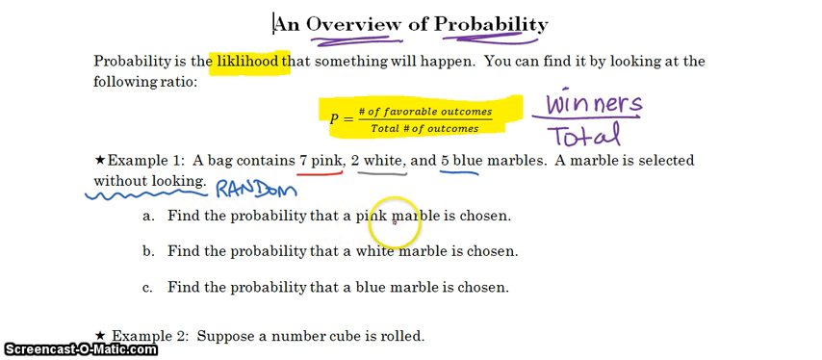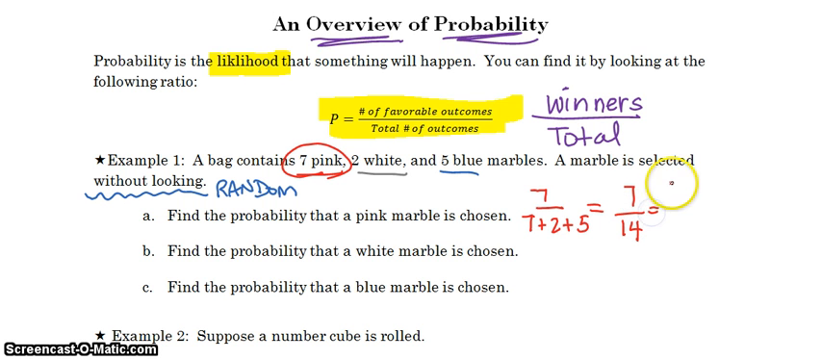So what's the probability that the marble is pink? Well, okay, pink. There are 7 pink. So there are 7 winners for example A, out of how many? Well, let's see. Our total is 7 plus 2 plus 5. So it's a total of 14. So 7 out of 14, that simplifies. You always simplify fractions. So our chances of pulling out a pink marble are pretty good. It's a 1 in 2 probability or a 50% chance.